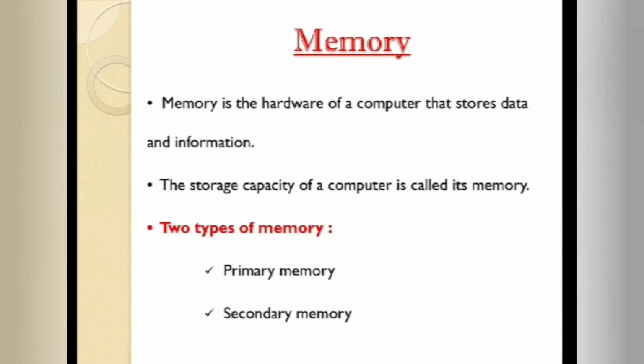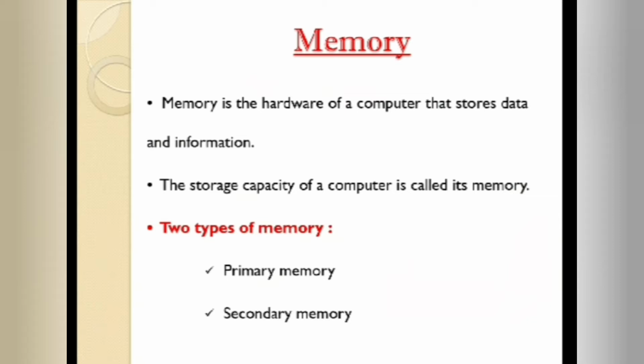Like that, the computer system also has memory to store data and information. So the memory is the hardware of the computer that stores data and information. The storage capacity of a computer is called its memory, where we can store the information. That part is called the memory.